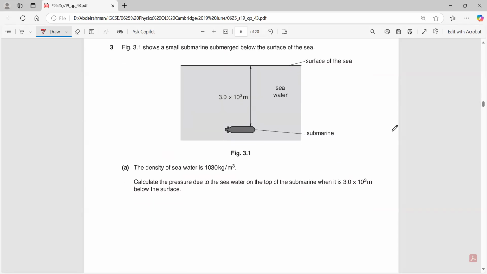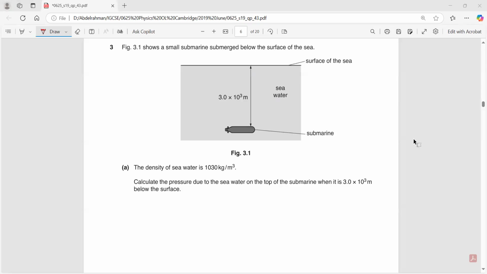Figure 3.1 shows a small submarine submerged below the surface of the sea. Calculate the pressure when the submarine is 3 times 10 to the power of 3 meters below the surface of the sea. That's a huge distance. Can I find the pressure due to the seawater alone? Yes, I can.